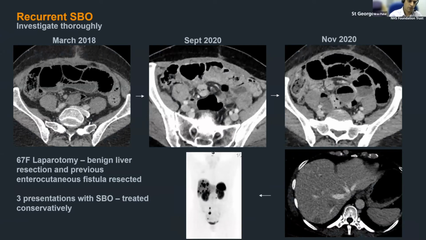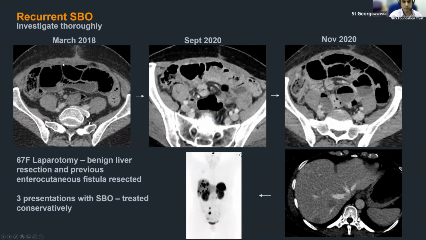And finally, just one of the points I wanted to make about recurrent small bowel obstruction. So often we get these patients who come back with recurrent episodes of bowel obstruction. We put it down to adhesions every time because they've got a strong abdominal surgery history, and then they relieve and they go home. But this is just an example where we need to be a little bit more astute and listen to the clinical history, but also just pay attention as radiologists as well.